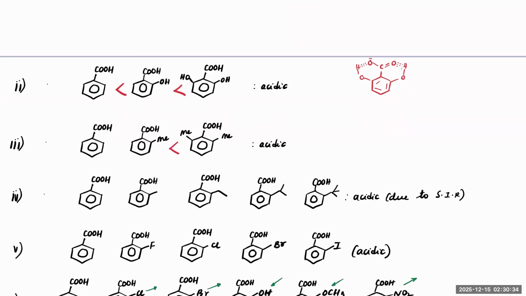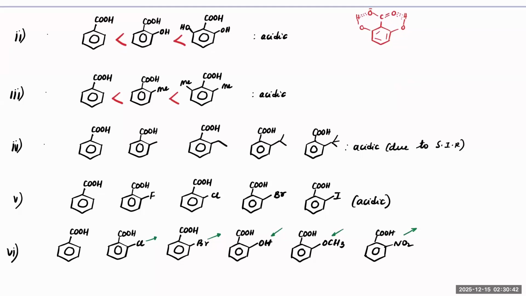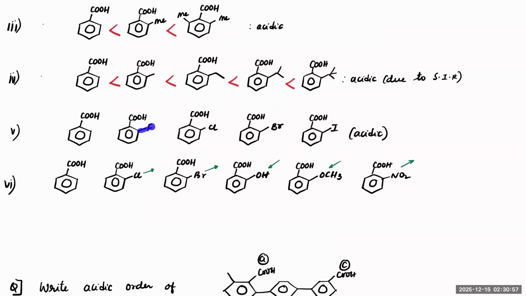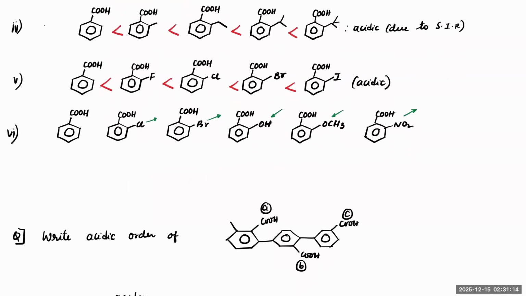Same logic with methyl. This is due to SIR effect. Ortho is greater than normal methyl group and then only benzoic acid. And as the bulkiness increases, there is more difficulty for COO minus to make any resonance. Hence, the acidic character will only increase like this. Next, if you have fluorine, chlorine, bromine, and iodine, now you have to check which one is more acidic in this case. I told you that iodine on benzene is more strongly withdrawing than bromine, then chlorine, then fluorine. Hence, the acidic strength will vary like this. This will be the acidic strength.